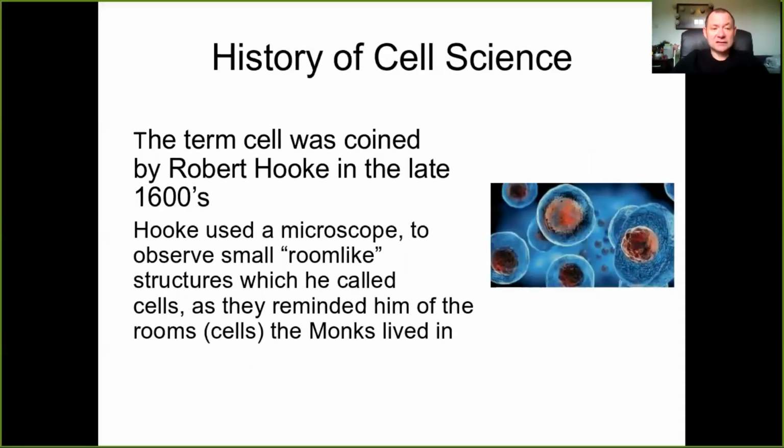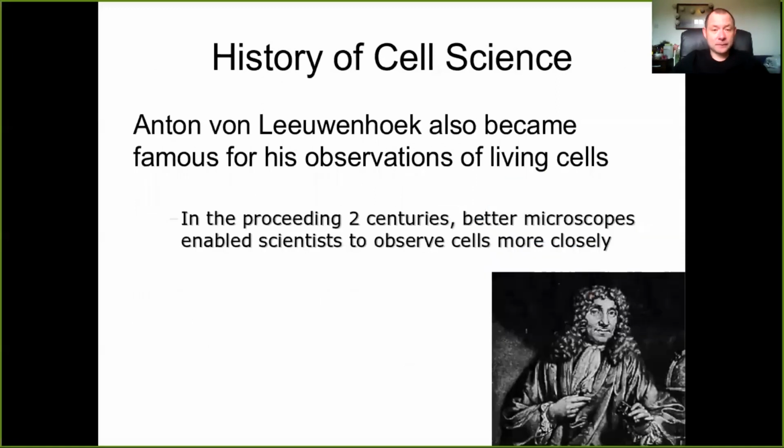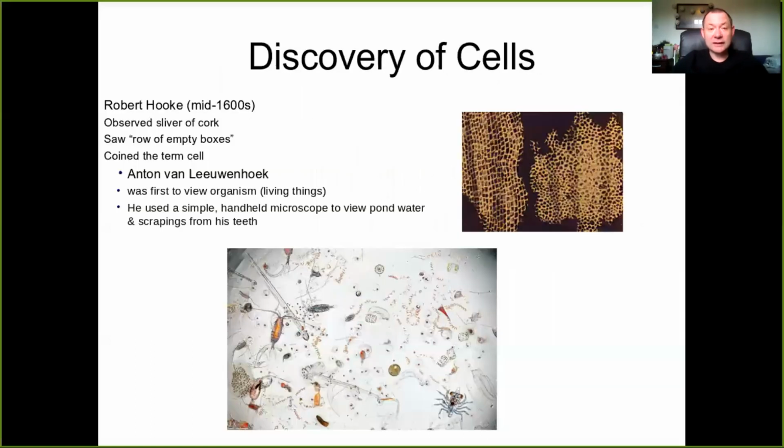So history of cell science. The term cell was coined by Robert Hooke in the late 1600s. Hooke used a microscope to observe small room-like structures, which he called cells, as they reminded him of the rooms, the cells, that monks lived in at the time. Anton van Leeuwenhoek also became famous for his observations of living cells. In the preceding two centuries, better microscopes enabled scientists to observe cells more closely.